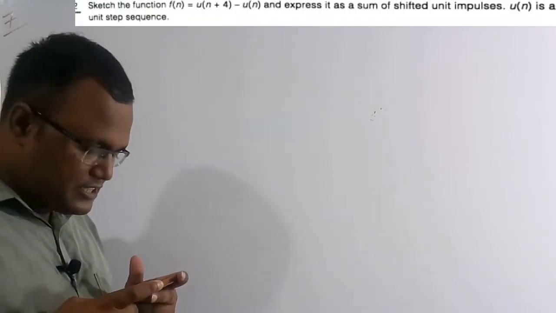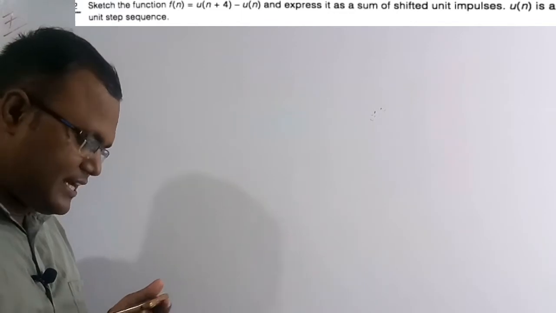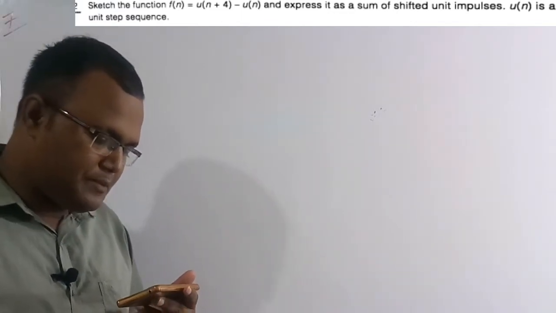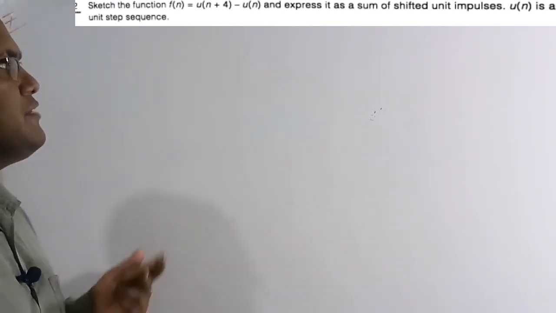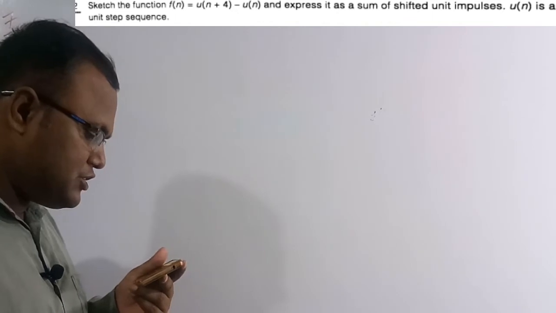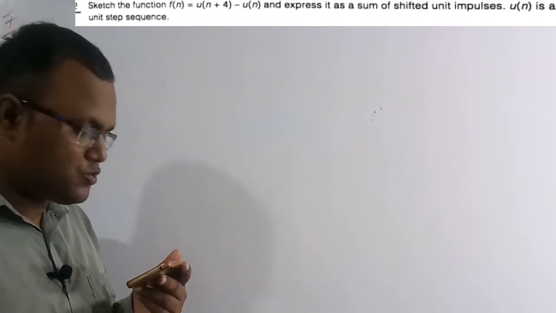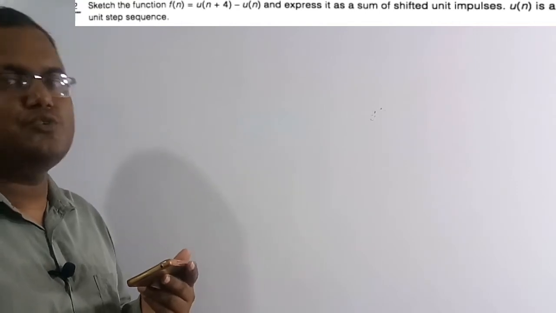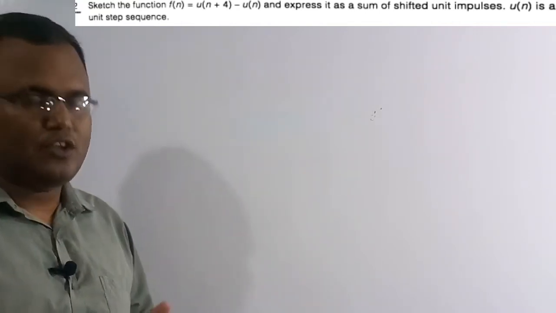So now we are going to solve the second question. See the question here. Sketch the function f of n is equal to u of n plus 4 minus u of n, and express it as a sum of shifted unit impulses. U of n is a unit step sequence. So in the question they have given f of n is equal to u of n plus 4 minus u of n, and we need to draw its diagram, and also we need to express it in terms of the unit impulses. Where u of n is nothing but the unit step sequence or unit step signal.